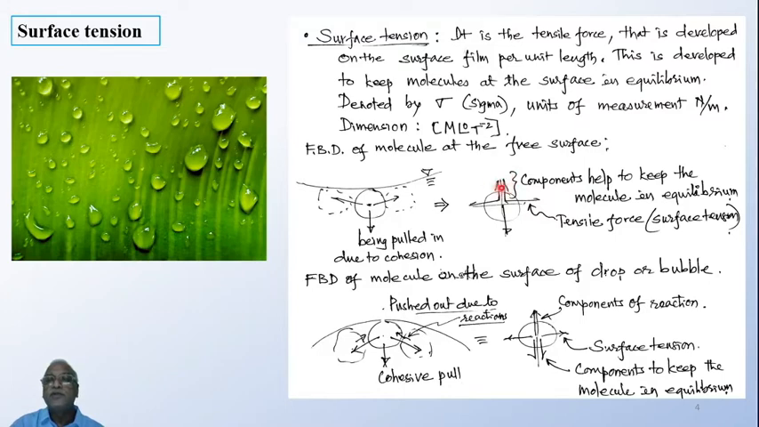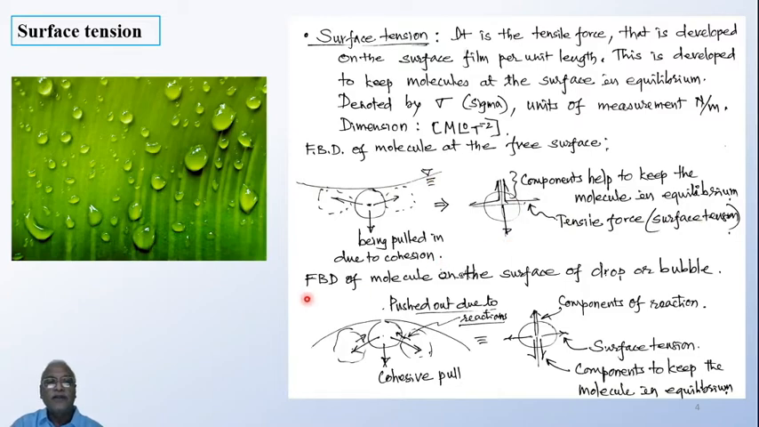So these two components help to keep the molecule in equilibrium, and these components here have a tensile force because of the existence of other molecules on the side. That tensile force on the surface is known as surface tension.